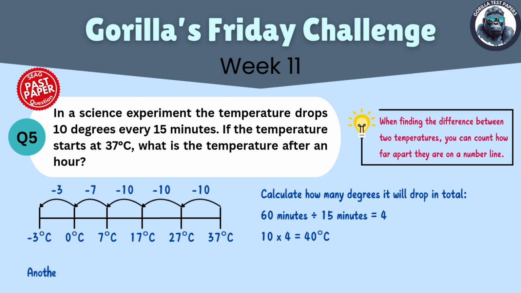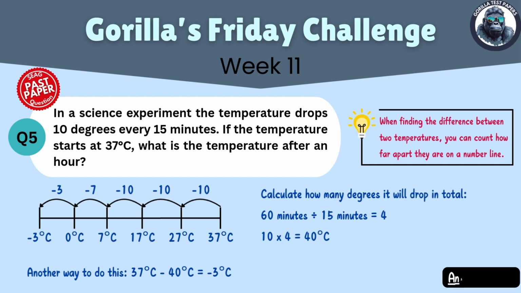So it goes from 7 degrees Celsius to 0 degrees Celsius, then from 0 degrees Celsius to minus 3 degrees Celsius. Another way to calculate this is by doing 37 degrees Celsius minus 40 degrees Celsius, which gives us minus 3 degrees Celsius. So after 1 hour in the science experiment, the temperature is now minus 3 degrees Celsius. This is the answer for this question.